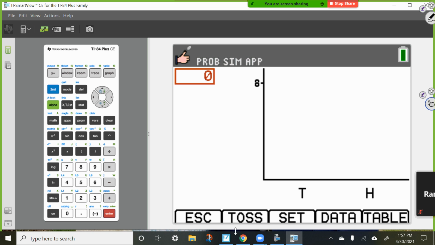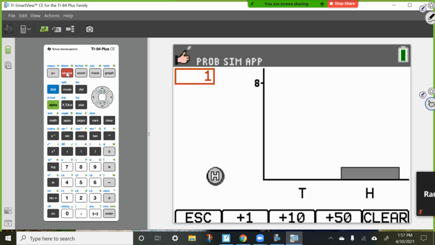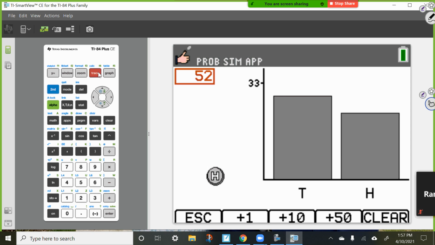Toss. Why isn't it tossing? Let's see if I hit this. There we go. It tossed it once, and I got 1 head. It tossed it twice. It got a head and a tail. I'm going to toss it 50 more times. So if I toss it a total of 52 times, you can see that it came up tails a couple more times than heads. If I do another 50 times, again, a little more tails.